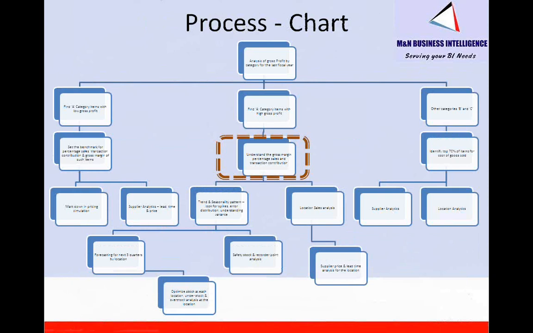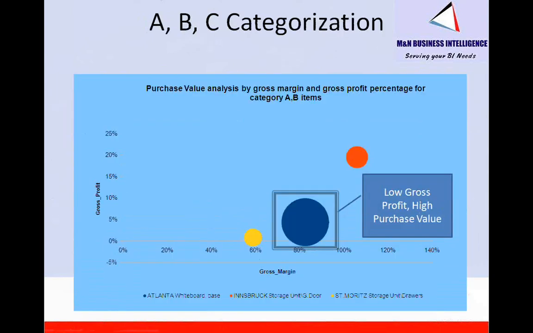Then we look at understanding the gross margin percentage in sales transaction distributions for the category A items with high gross profit. As the gross profit is increasing, the gross margin should too; this is the gross margin purchased here. So this particular item, Atlanta whiteboard, has a high gross margin but very low contribution to gross profit. And the purchase value here is giving the width of the circle. It's showing a very high purchase value. That means very high purchase value, low gross profit, and a high gross margin. So this could be an item which could be used for markdown pricing.